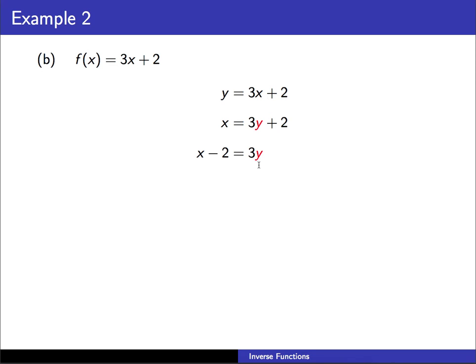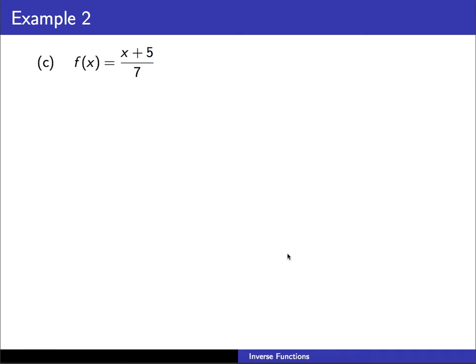And then to get y by itself, if we're multiplying it by 3, do the inverse operation of multiplying by 3, which is dividing by 3. So we get y equals x minus 2 all over 3. You could also make this x over 3 minus 2/3 or 1/3 x minus 2/3. That's fine as well. So our inverse function for 3x plus 2, f inverse of x, is going to be x minus 2 all over 3.